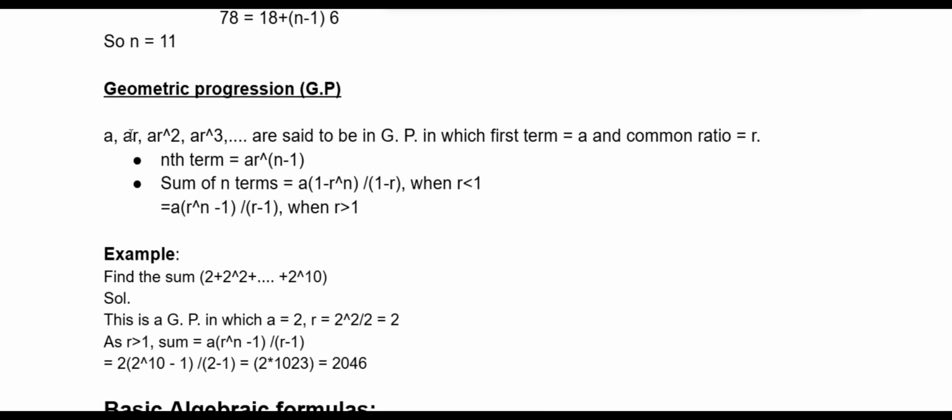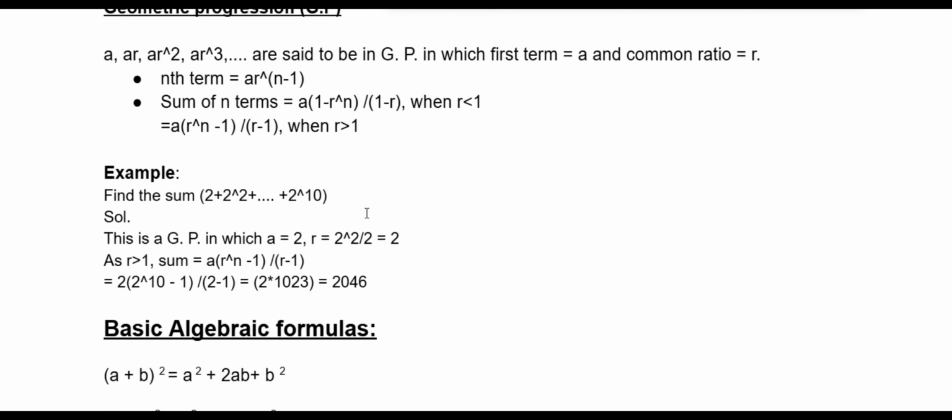How to find the R value? Nothing but the ratio of these two terms, right? And A times (R power n minus 1) divided by (R minus 1) is the sum if R is greater than 1. Okay, let's see one example. Find the sum of this series, which is 2, 2 square, like that, up to 2 power 10. So these are said to be in geometric progression, which is GP.